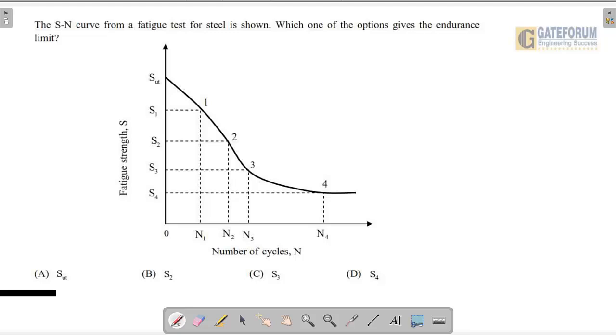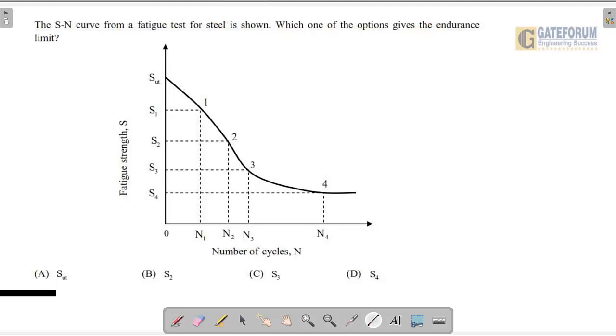Guys, in this session I'm going to discuss machine design problems of GATE 2023. In this, the first problem which we have is the S-N curve, stress versus number of cycles. The fatigue strength versus number of cycles curve is given to us for a fatigue test of steel. Which of the following options gives the endurance limit?